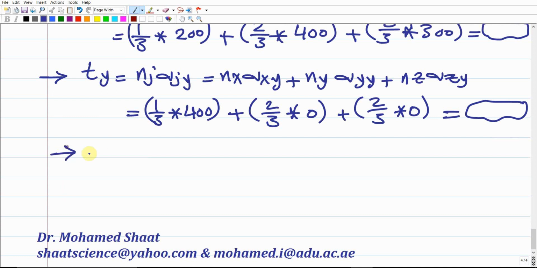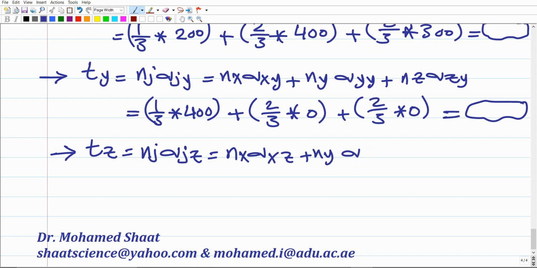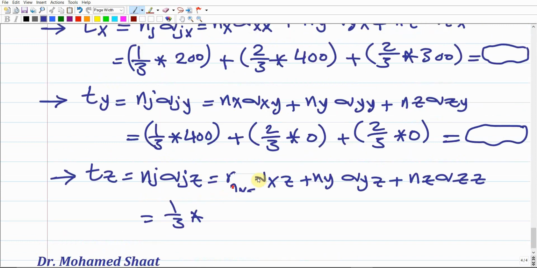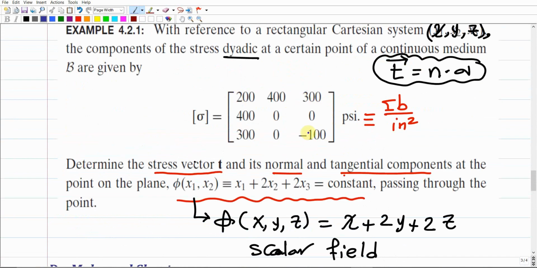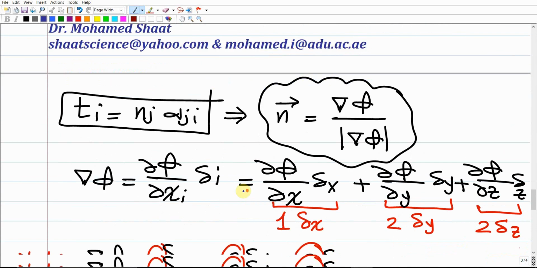The same thing if we did the calculation for the third component, so nj sigma jz. The j is gonna be x, so nx sigma xz, plus the ny sigma yz, plus the nz sigma zz. Then you're just gonna substitute 1/3 times sigma xz. It is already up there. By how much? 300, I think. Yes, 300. And we're gonna need the sigma yz, which is 0, and sigma zz, which is negative 100.